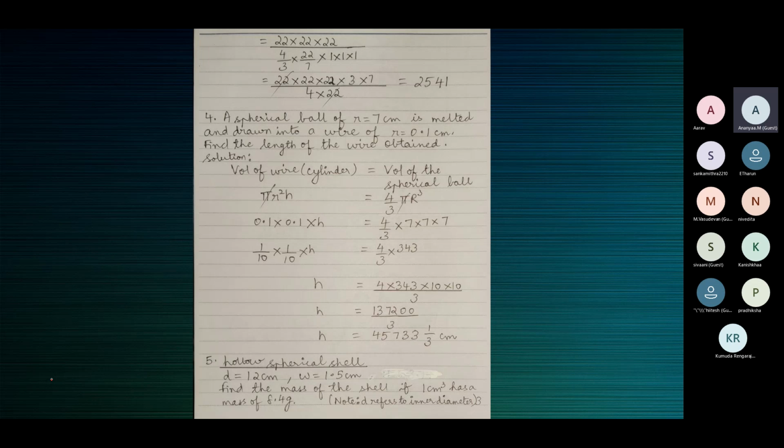4/3 pi, open bracket, capital R cubed minus small r cubed, close bracket. Thank you, Ananya. Yes, 4/3 pi of R cubed minus r cubed.